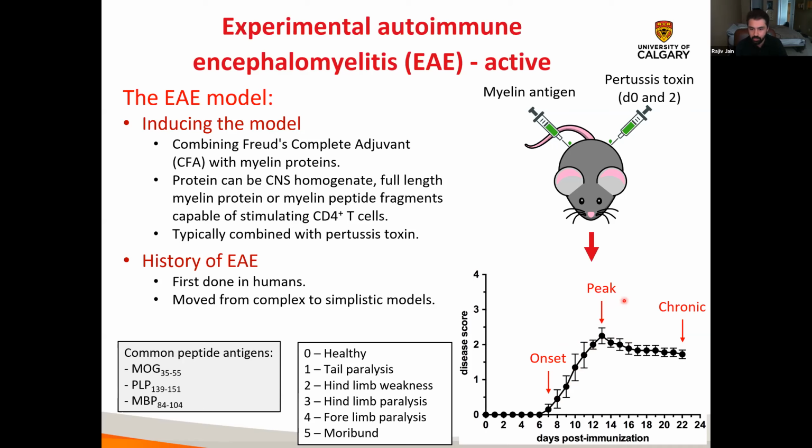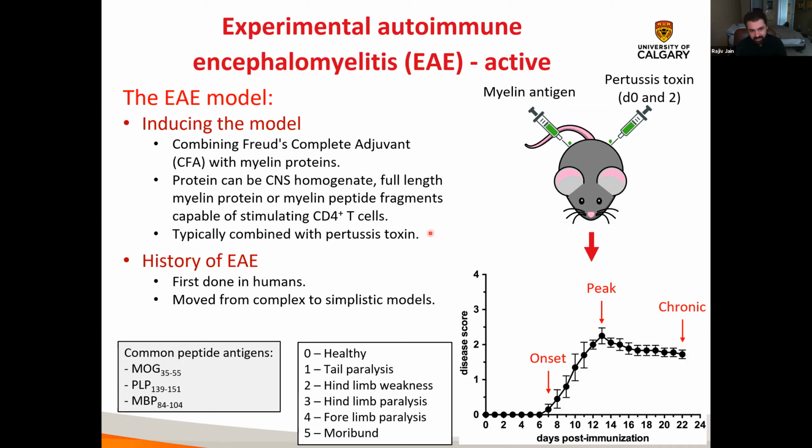You can then let this go on even further, at which point you end up at chronic time points, at which point the disease curve will do one of two things. It will either come up, hit this peak, and then fall down completely to a recovery phase, or the mice will stay chronically sick, depending on the model you use.